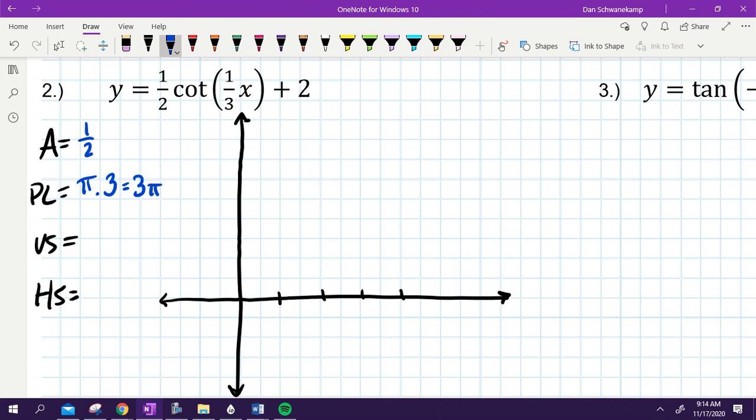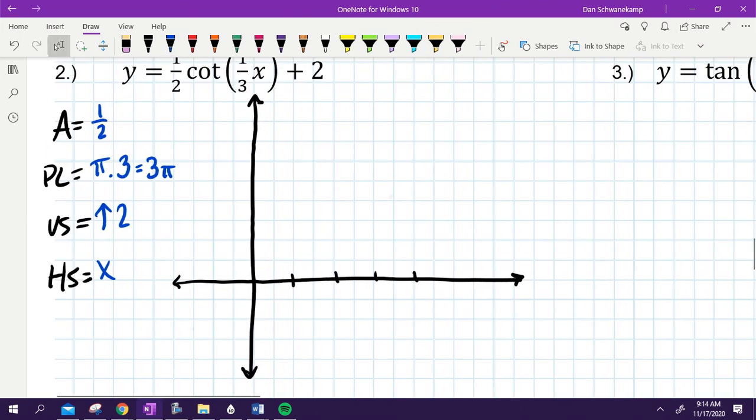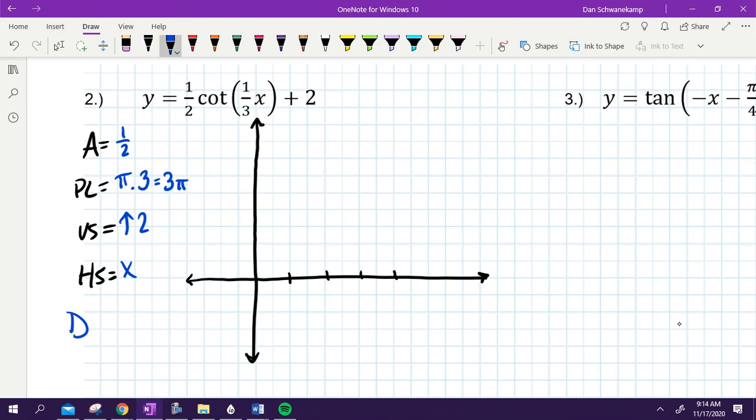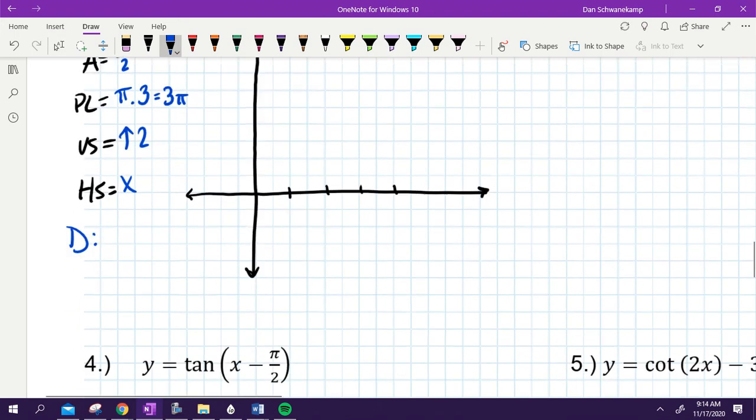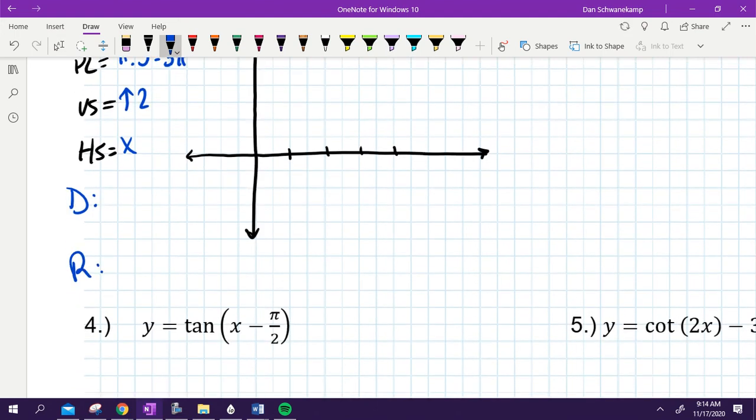Vertical shift. Sam McCain, what's my vertical shift going to be? Up 2. What about a horizontal shift? None. Where would it look like if I had one? After the X inside the parentheses. And we'll do domain and range here in a minute. Okay. Cool. There's my graph.